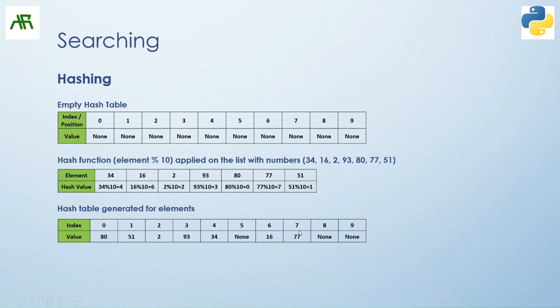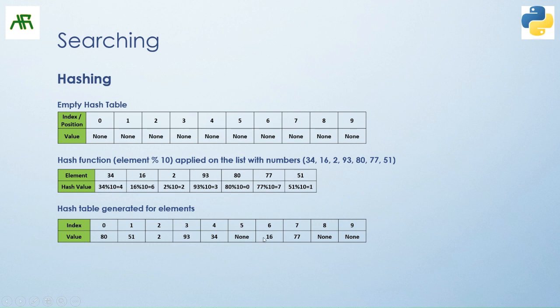So you might have a question here: what if there are two elements having the same remainder value? There will be a contention. It's called a collision. We will look at it at a later point. We have it as a discussion point. So here is the hash table generated for the elements.